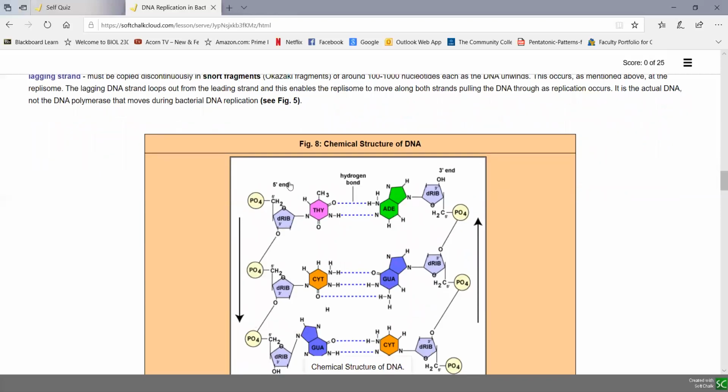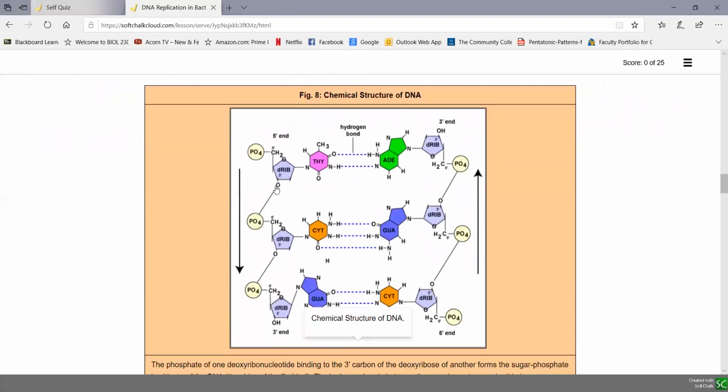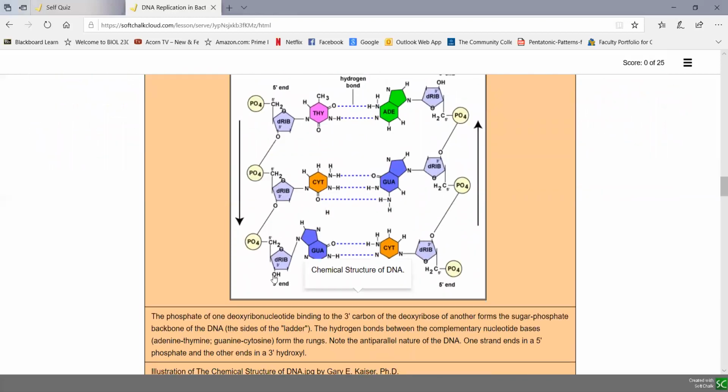This is the 5' end because the last thing sticking out is a phosphate attached to the number 5 carbon of the deoxyribose. And the carbons are numbered clockwise here, so this would be the number 1 carbon, number 2 carbon, number 3 carbon, number 4 carbon, number 5 carbon. So the phosphate's attached to the 5 carbon, and that's called the 5' end. Now notice that at the other end of the DNA strand, the last thing sticking out is a hydroxyl or OH group, and that's coming off the 3' carbon, 1, 2, 3. So that's the 3' end.